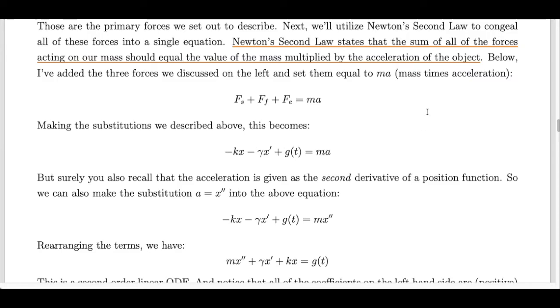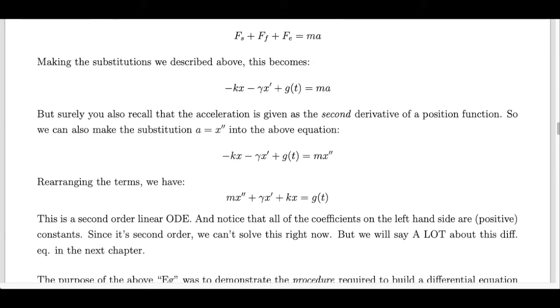And then you also remember from calculus that the acceleration of an object is given as the second derivative of the position function. So in this equation, instead of this a on the right-hand side, I can make the substitution that a is equal to x double prime. If I rearrange things a little bit, I end up with this equation here. And this equation, as simple as it seems, tells us pretty much everything we need to know about the position of this mass on a spring.